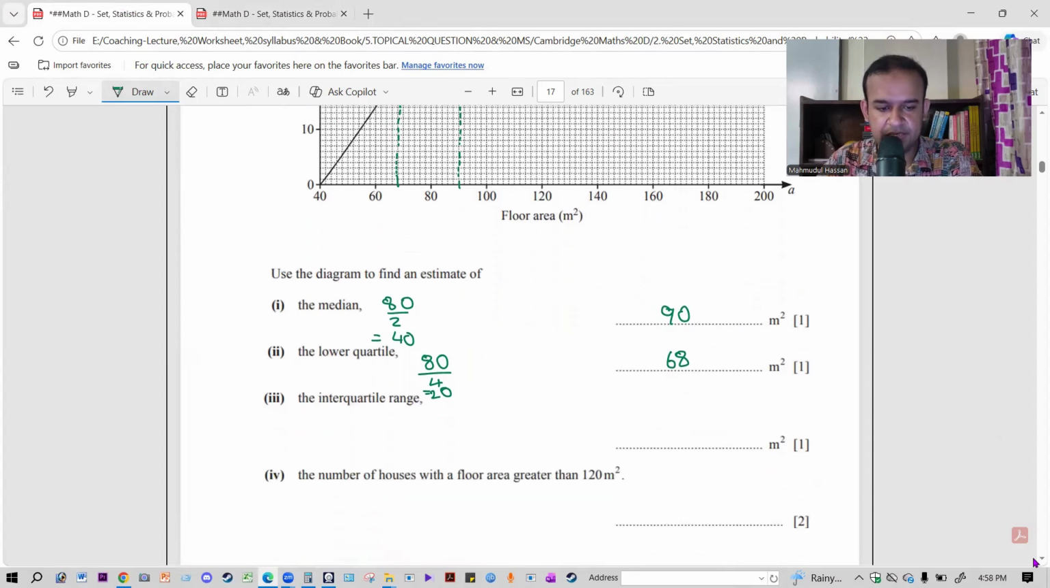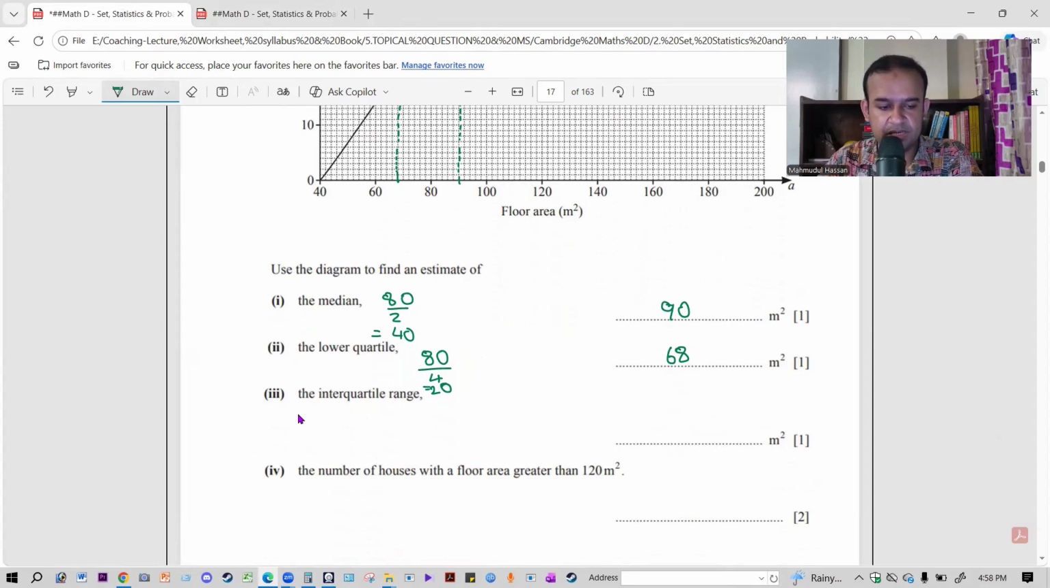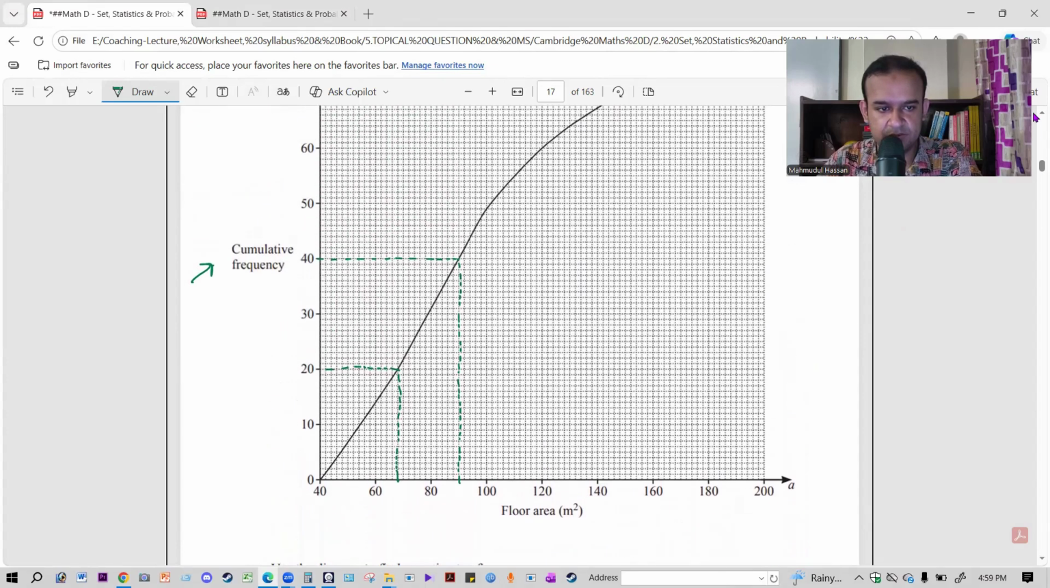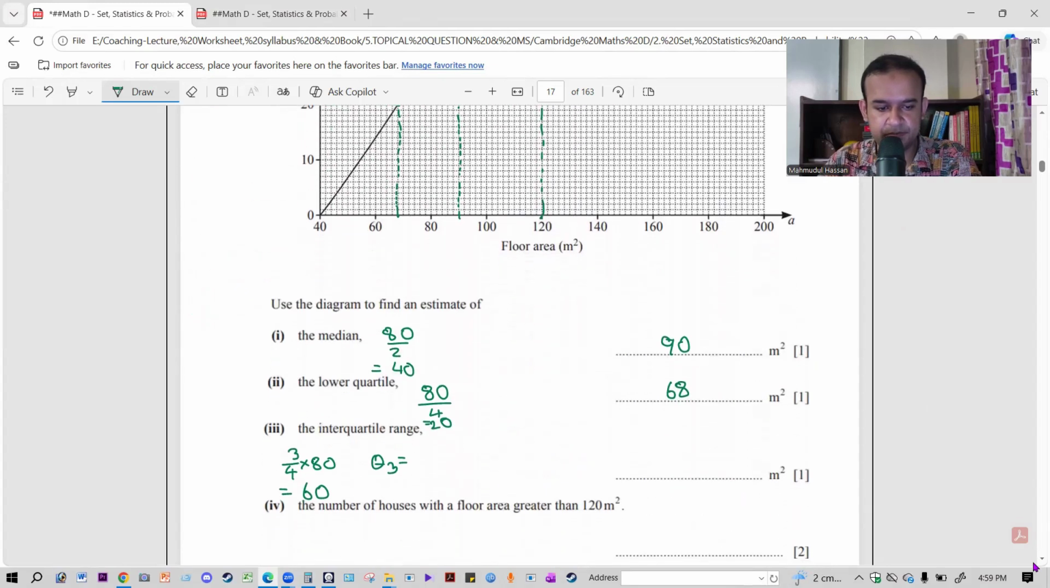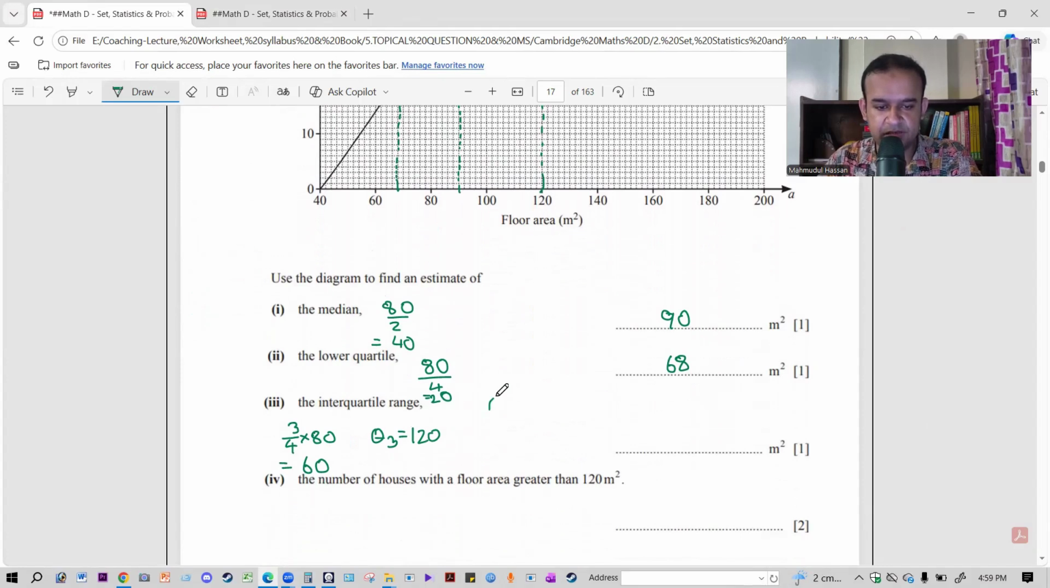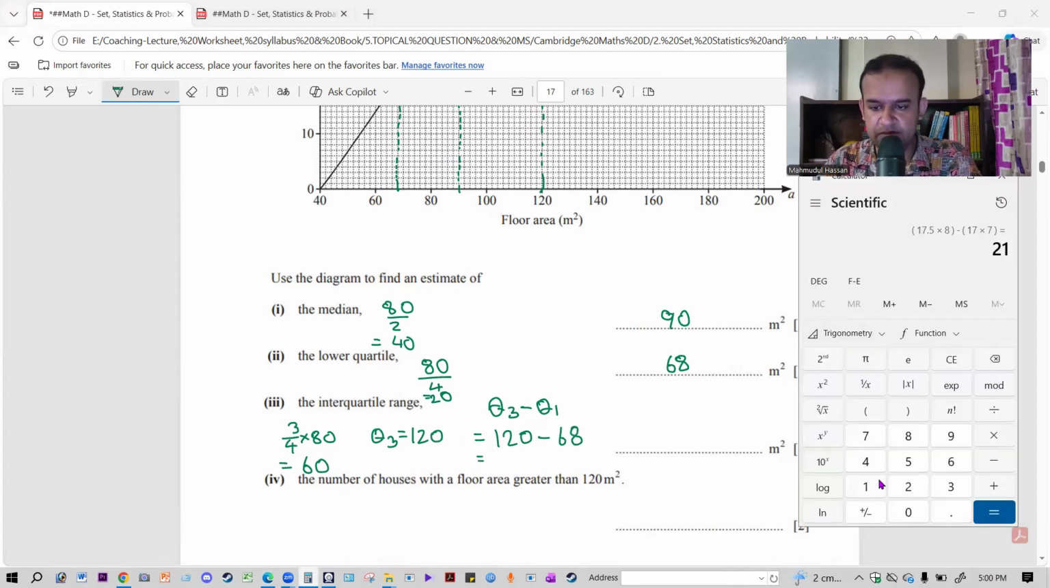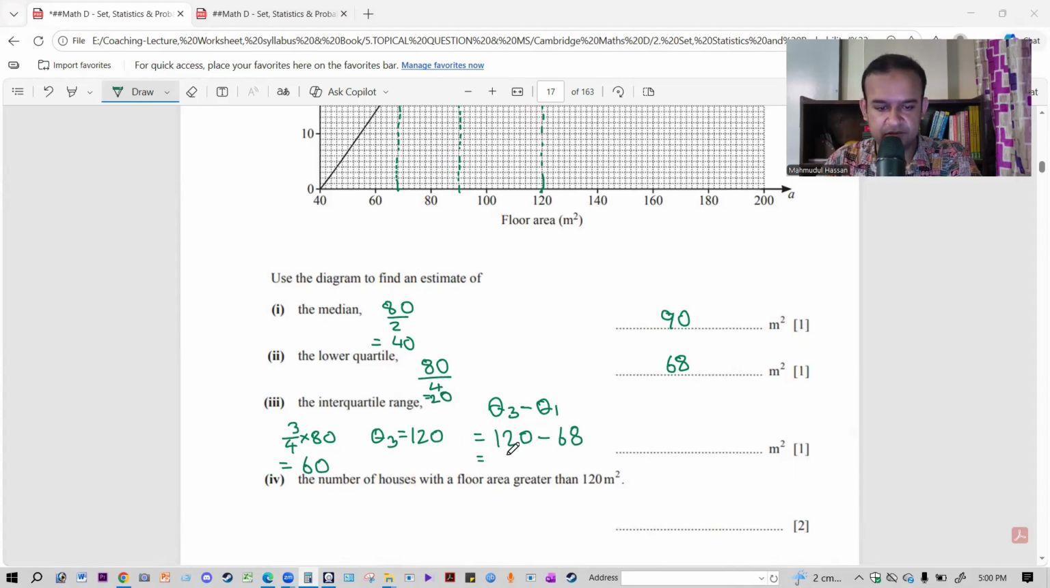And we need to find the interquartile range. For finding the interquartile range, you also need the upper quartile, which is 75%. So here we do 3/4 times 80, which is 60. So the value at the 60 position, that would be the upper quartile, Q3. Let's check the value. Cumulative frequency is 60. So the value is 120. So Q3 is 120. To find the interquartile range, we just simply subtract Q1 from Q3. Q3 minus Q1, that is 120 minus 68, the value is 52. 52 is the interquartile range.